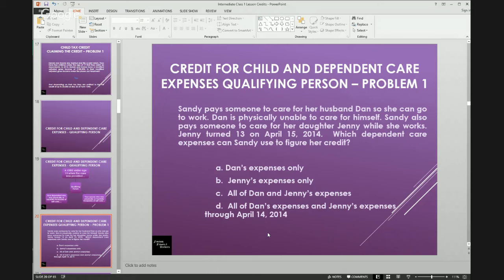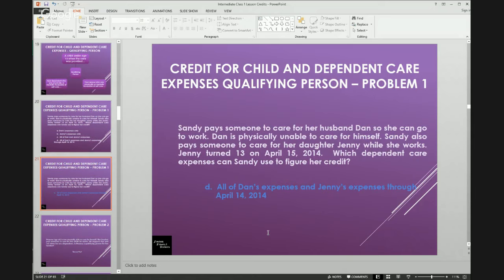Jenny had a birthday and turned 13 on April 15th. Which dependent care expenses can Sandy use to figure her credit? Dan's expenses, Jenny's expenses, all of Dan's and Jenny's expenses, or all of Dan's expenses and Jenny's expenses only through April 14th, 2014. Whenever you have a multiple choice question and one of them has a lot of detail, that is usually the answer. And in this case, it is D, all of Dan's expenses and Jenny's expenses through April 14th, 2014. So she turned 13 on April 15th.